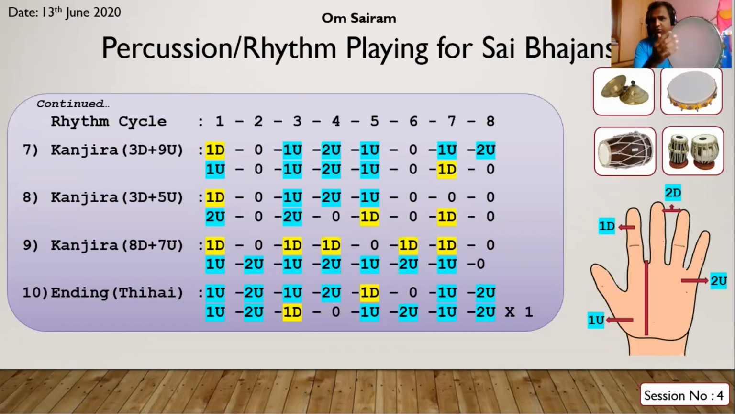So 1, 2, 3, 4. Again, 1, 2, 3, 4, 5, 6, 7, 8. Okay. So today I will teach you something, so you get this groove. I think I'll tell you how this beat actually has to be played now.